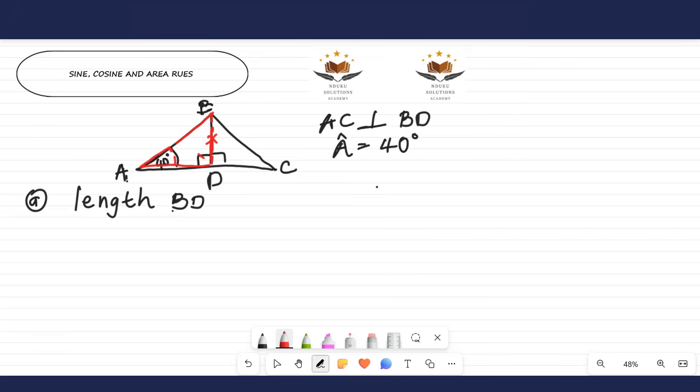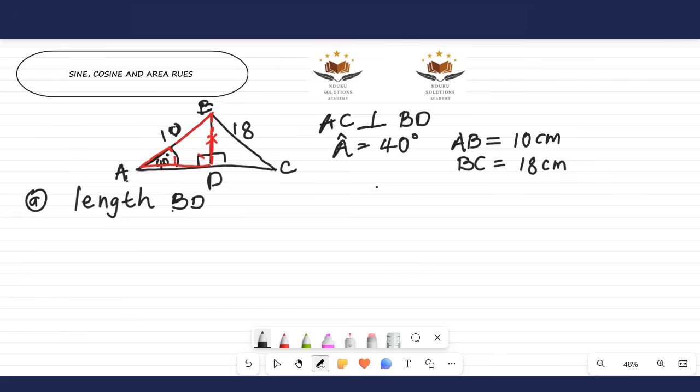And let's say, to make our problem much easier, our AB is also given as 10 centimeters, and maybe our BC is also given as 18 centimeters. So we have 10 this side, and we have 18 this side.